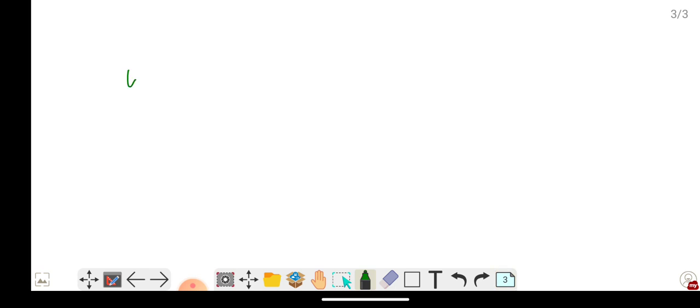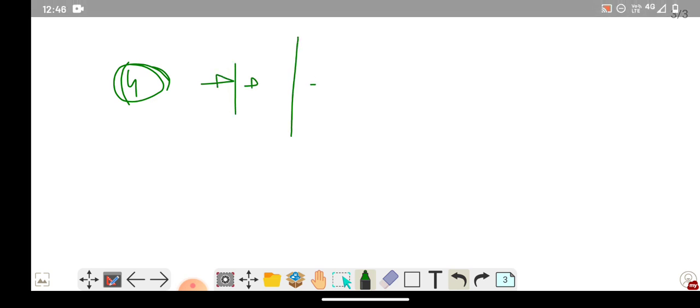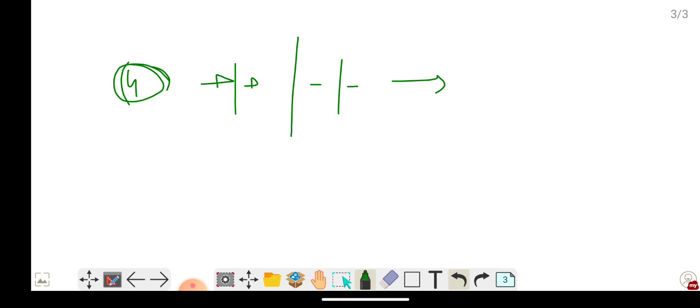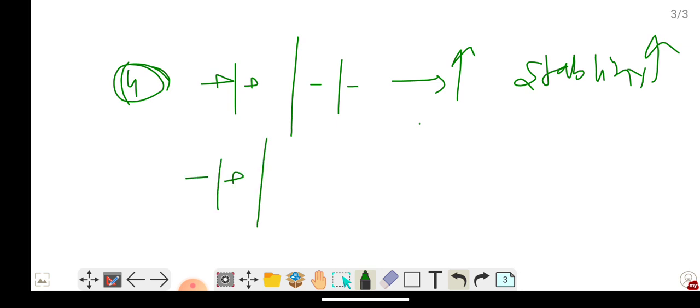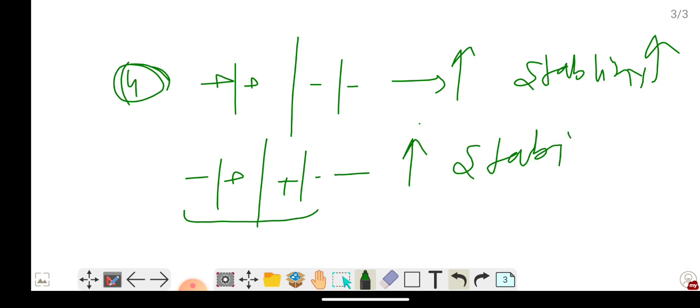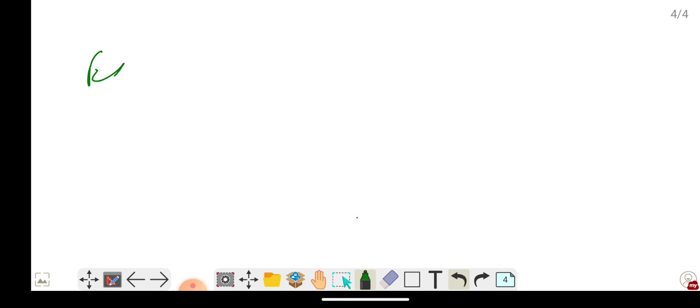Now we have the fourth point: if the distance between like charges is more, then stability will be more, and if the distance between unlike charges, that is positive and negative charges, is more, then stability will be less. Now let's take an example.